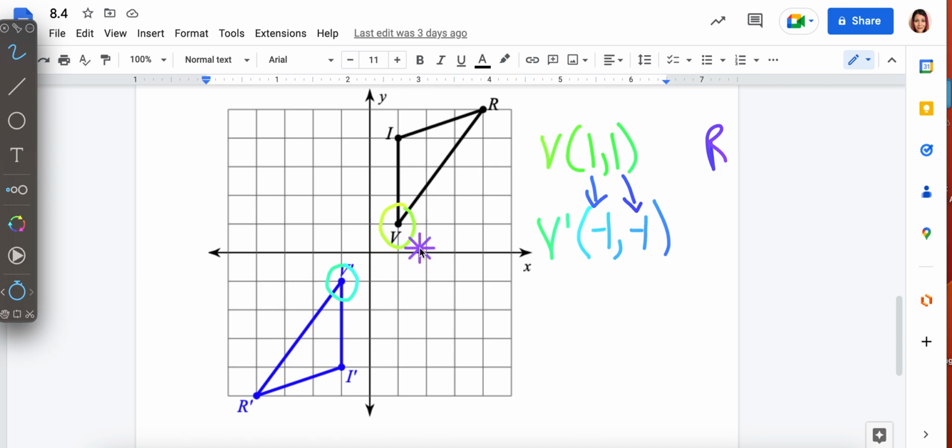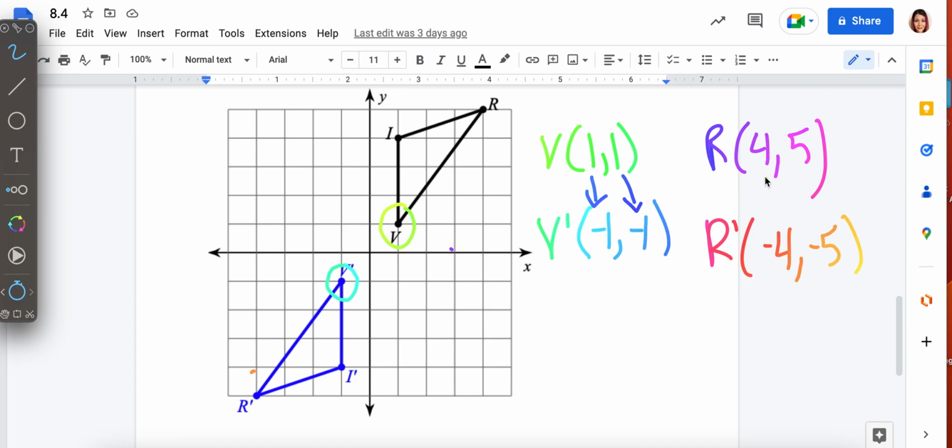So R is over 1, 2, 3, 4, and then up 1, 2, 3, 4, 5. And then R prime is over 1, 2, 3, 4, so -4, and then down 1, 2, 3, 4, 5, -5. It works. So since both the x coordinate became opposite and the y coordinate became opposite, it's reflected over the x-axis and also the y-axis. And that's how you get the transformation.